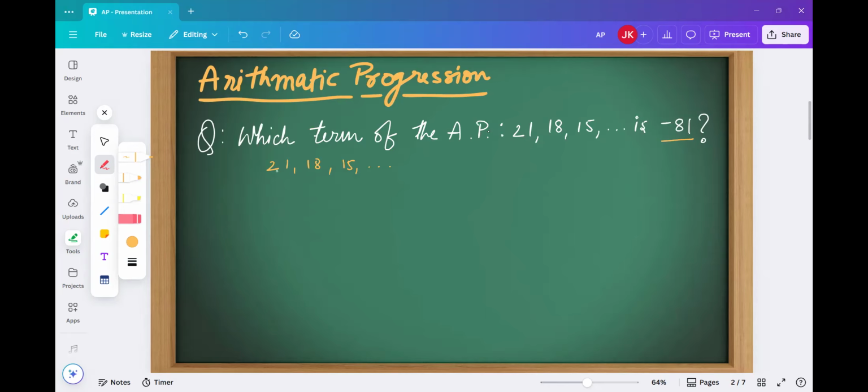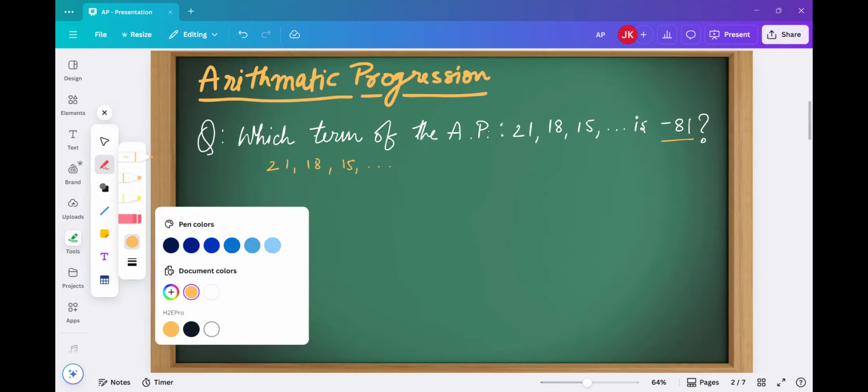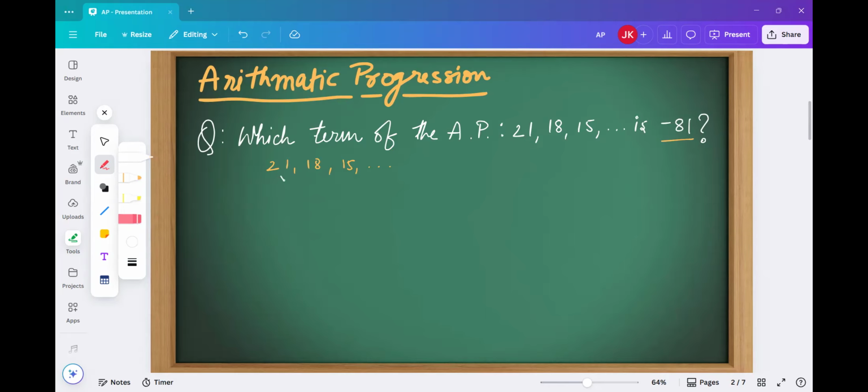So if you note, there is a term which is subtracted from it. And in this case, it is 3, right? Okay, so I know now the first term is 21. So A is 21, right? And because 3 is subtracted, my common difference, which is D, is minus 3.